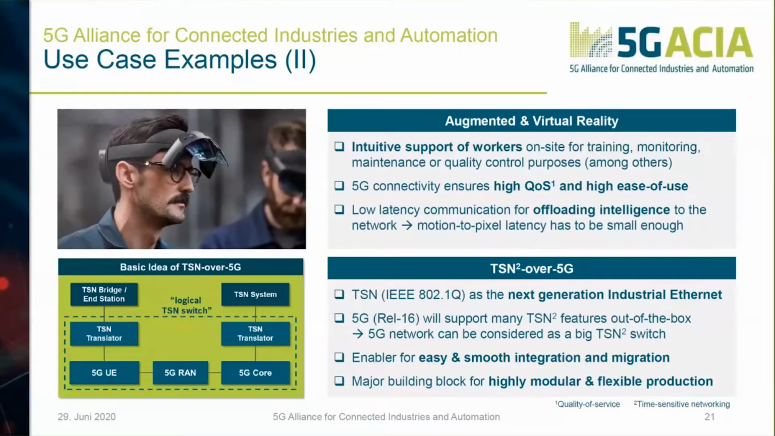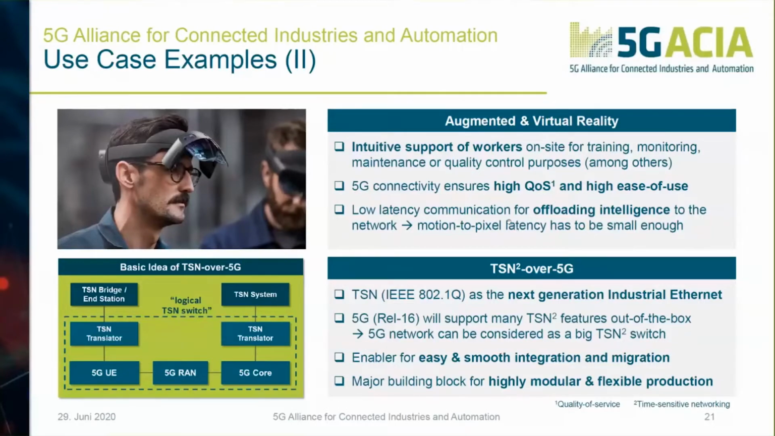Of course, you could also have such a pair of AR glasses here using a cable, but especially in manufacturing, that's not desired. So ideally, you can walk around with that. You can monitor different machines without having to worry about this. And 5G connectivity ensures the high level of quality of service that we need and high ease of use because we don't have the cabling.